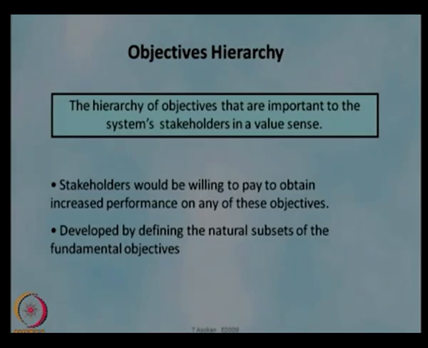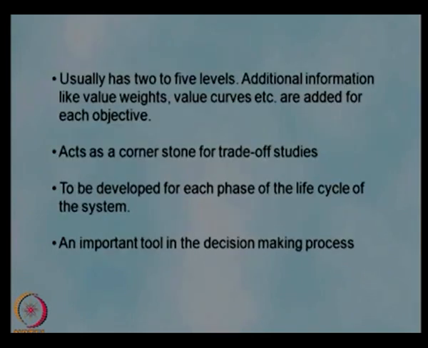For the fundamental objectives, we can identify some natural subsets and then we give different values to these objectives and make sure that we have a proper objectives hierarchy which actually meets the stakeholders' requirements and their willingness to pay extra to obtain those particular requirements. So this hierarchy will normally have 2 to 5 levels. Additional information like value weights, value curves, etc. are added for each objective.